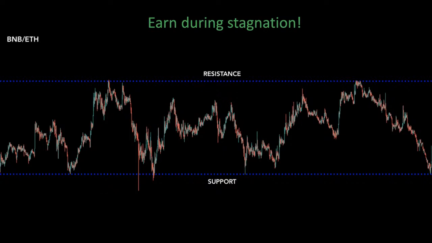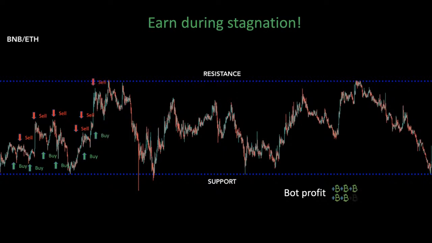Same applies to the sideways market. The idea here is to earn during this stagnation. So once again, you let the bot find opportunities on the market to buy low and sell high, even though the price stays in the neutral zone. So the sideways market is basically the stagnation. It's neither going upwards nor going downwards, so it always stays somewhere in between. All right, so use this market formation to let the bot accumulate profits for you.